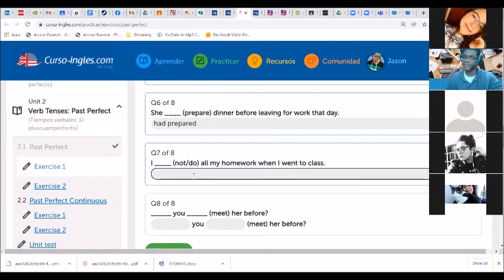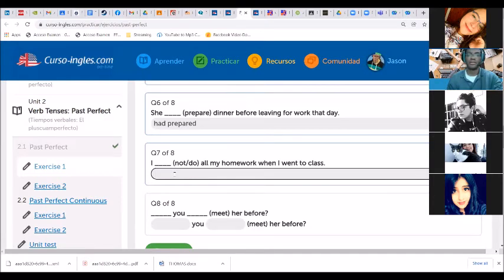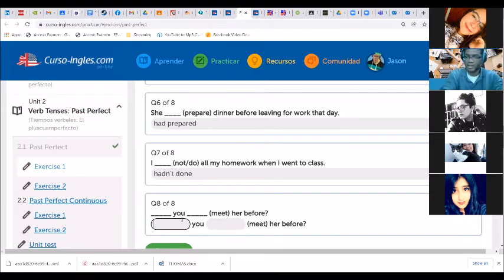Anagali, number 7. Yes, I hadn't done all my homework when I went to class. Good. Aurora, welcome back. Number 8. Have you met her? Had you met her before? Good. All right. So that's the past perfect.